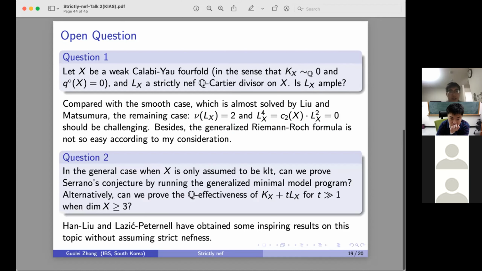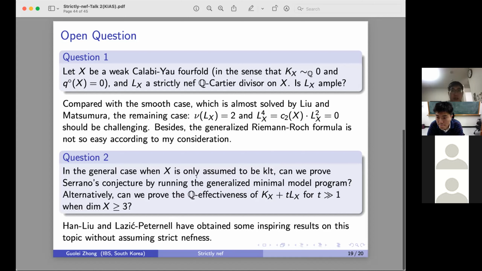Another question is, in the general case, when X is only assumed to be KLT, can we prove Cyrano's conjecture by running the generalized minimum model program? In this case, in addition to this (X, Δ), we add another nef divisor L, and we run the generalized minimum model program. I'm not sure whether, by running this GMMP, we can have the Q-effectiveness of the end product K plus Δ plus L.